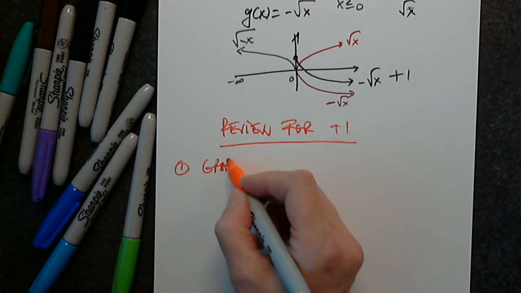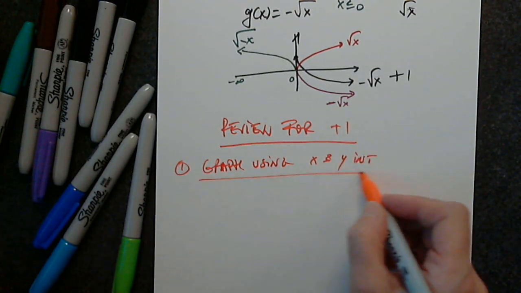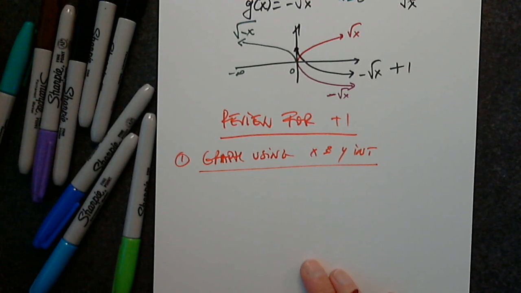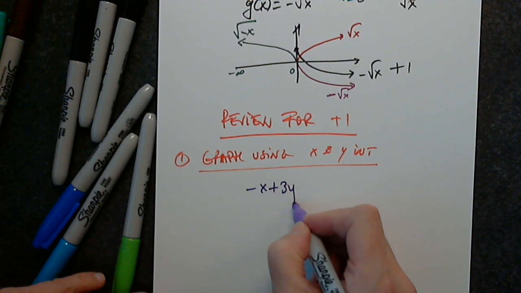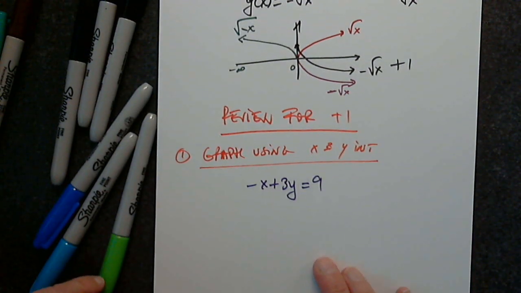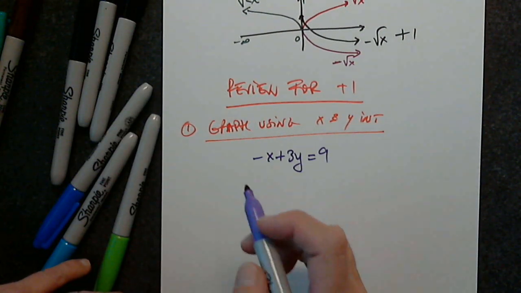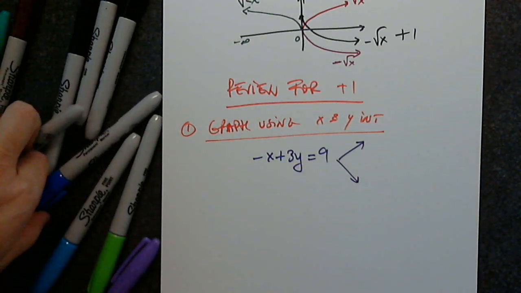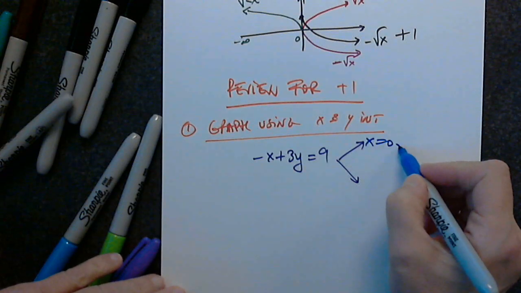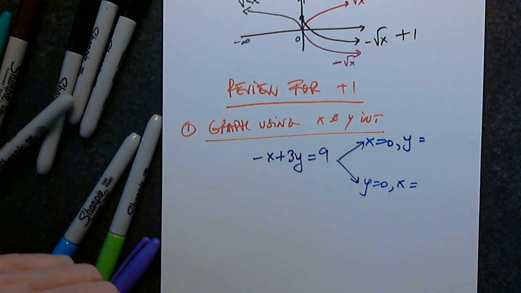Graph using x and y intercepts. Graph using the x and y intercepts. So let's suppose I have negative x plus 3y equals 9. And if you remember, we have 2 situations. One situation is when x is 0, and we have to get y. The other one is when y is 0, and we have to get the corresponding x.